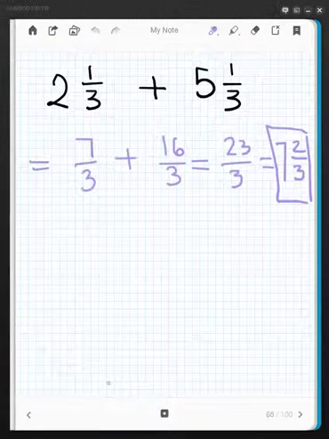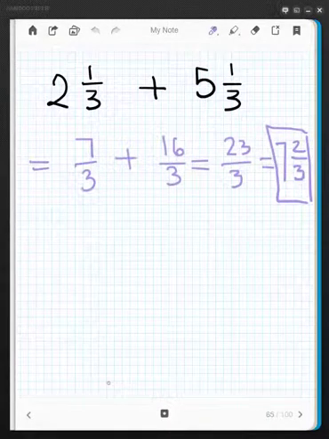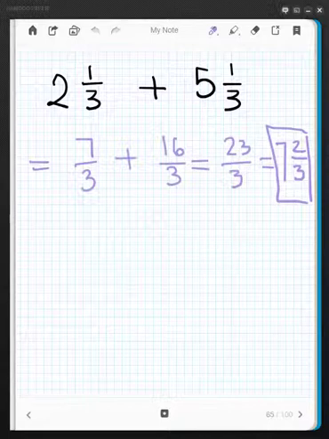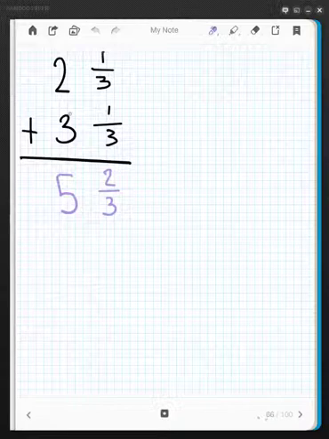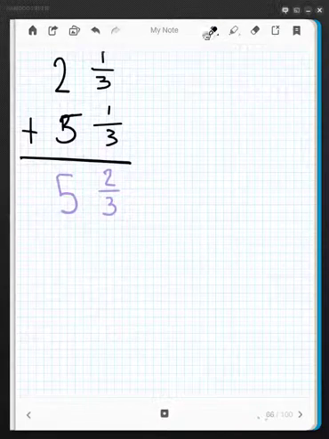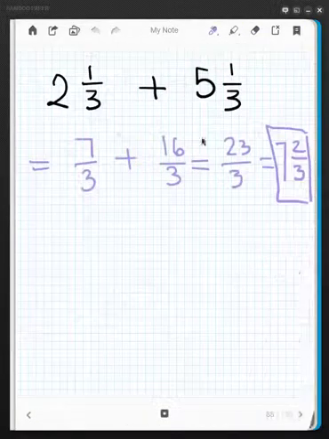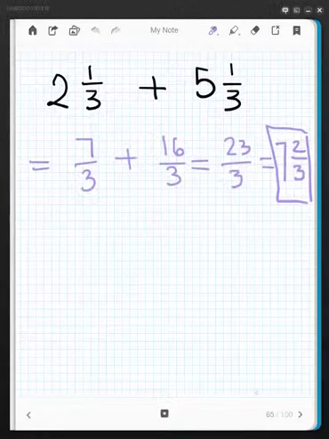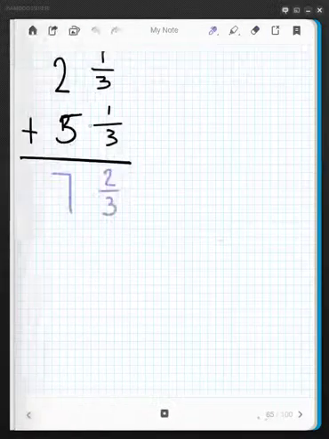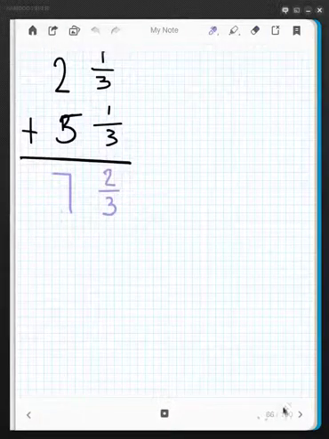Now, what happened here? 7 2/3. Oh, I didn't have the same problem over here. This should have been a 5 to be the same exact problem. Sorry about that. So if this were a 5 and not a 3, we would have gotten the exact same answer that we got before. I wanted it to be the same so you would be able to see that, yes, indeed, we get the exact same answers. 2 1/3 plus 5 1/3 is 7 2/3.